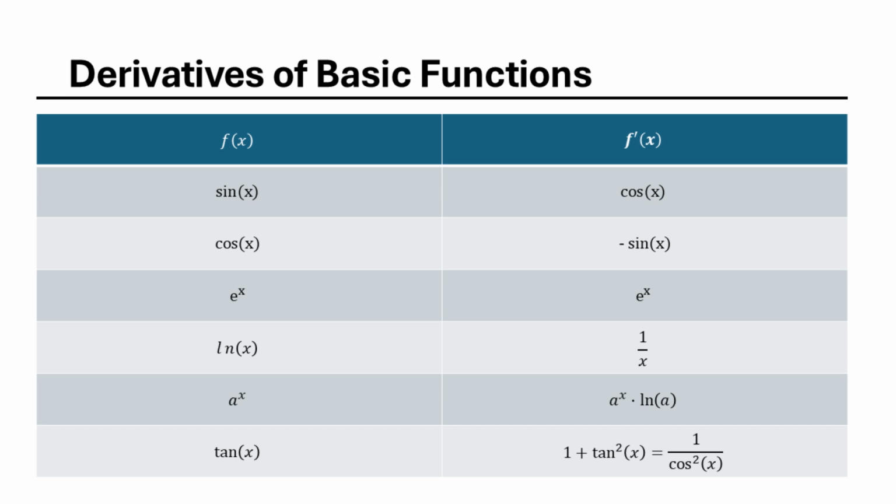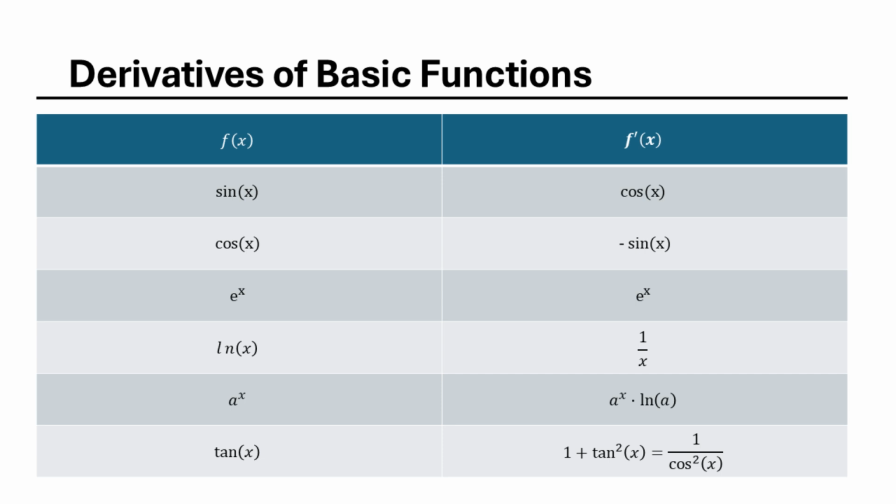There are some functions whose derivatives you simply need to memorize to be efficient. Let's go through the list. The derivative of sine of x is cosine of x. The derivative of cosine of x is negative sine of x. Notice that co-functions often result in a negative sign. The derivative of e to the power of x is the easiest of all. It is just e to the power of x. It is its own derivative.